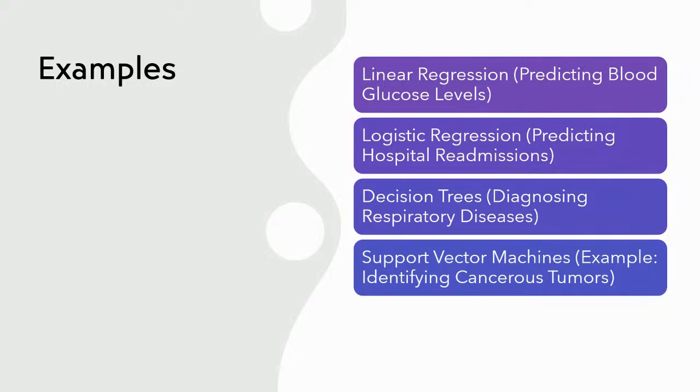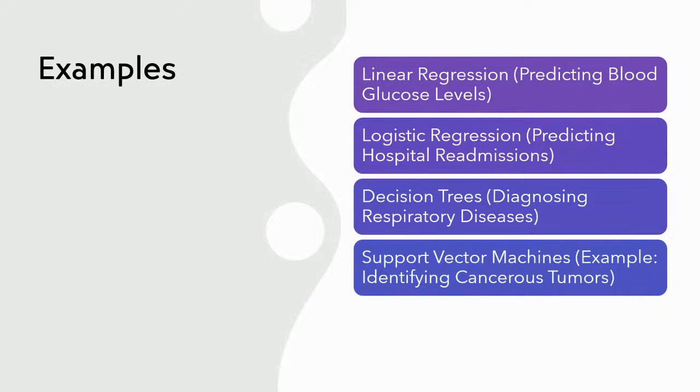Decision tree can be used to diagnose respiratory diseases based on symptoms such as coughing, wheezing, and shortness of breath. This model can help healthcare providers to make accurate diagnosis and develop appropriate treatment plans for patients.